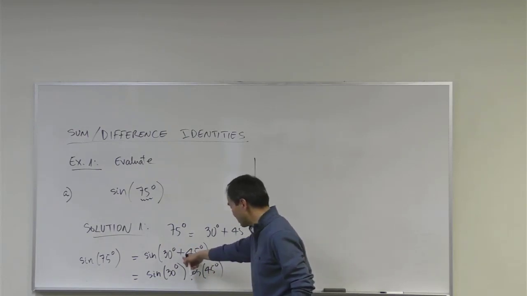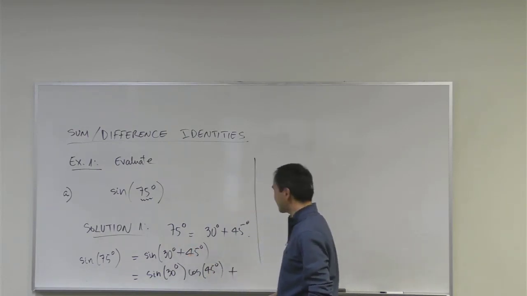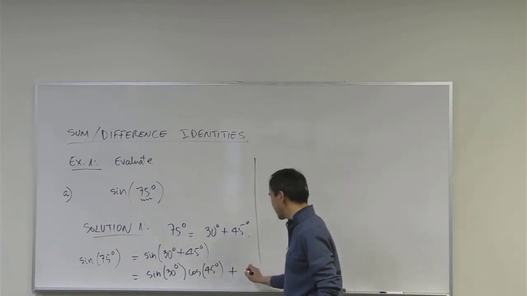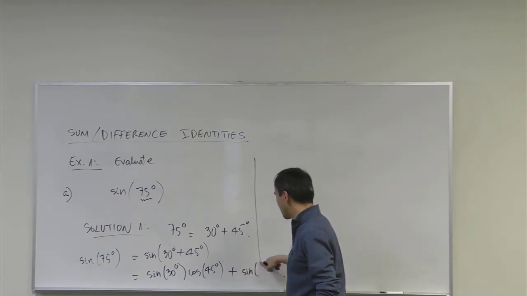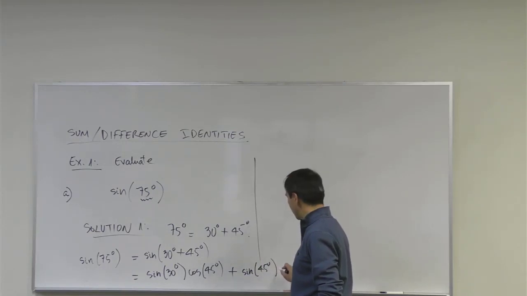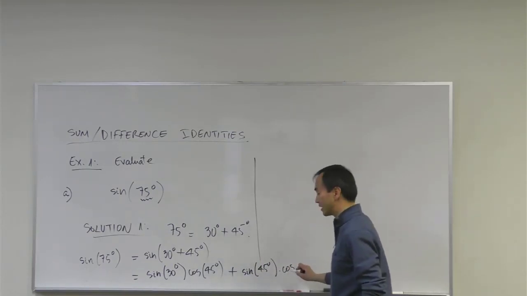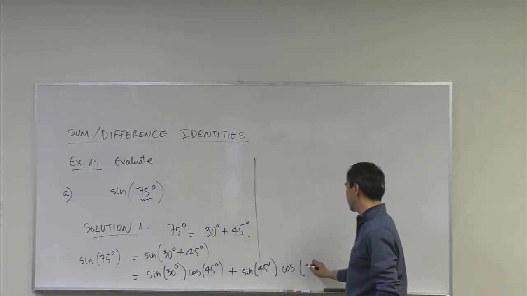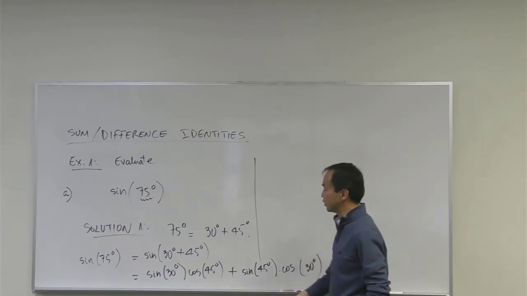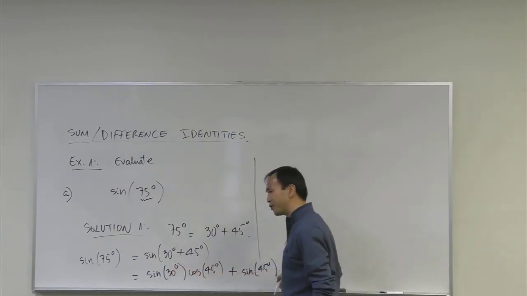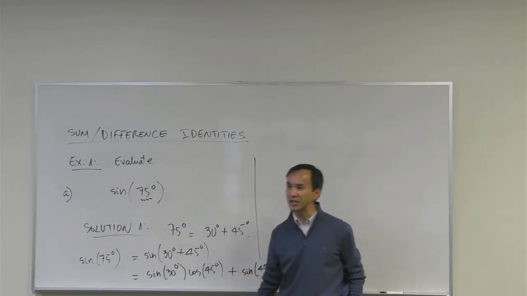And then it was a sum here, so we're going to add. And now we're going to go again sine, but now we switch the order: the second angle, 45 degrees, and then we multiply with cosine of the first angle, which is 30 degrees. So two separate products, sine cosine, and then we add those two products together.